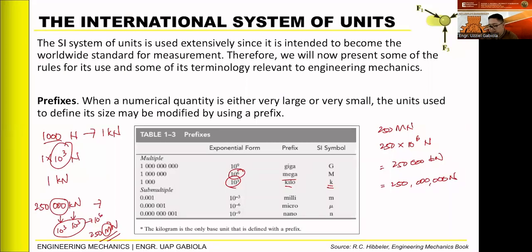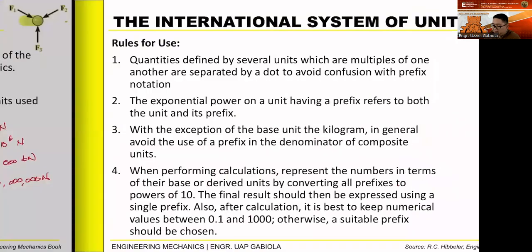Okay? Then kapag halimbawa maliliit naman, we have milli, micro, and nano. So pag 10 negative 3 milli, 10 negative 6 micro, and 10 negative 9 nano. Okay? So may note siya dito. Doon sa mga base unit natin na diniscuss kanina, si kilogram lang yung merong prefix na agad, no? Kasi yun yung ginagamit talaga. A kilogram is the only base unit that is defined with a prefix. Okay? So, I hope malinaw yung sa prefix.